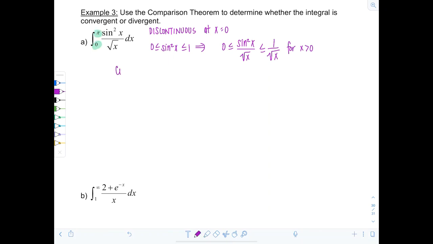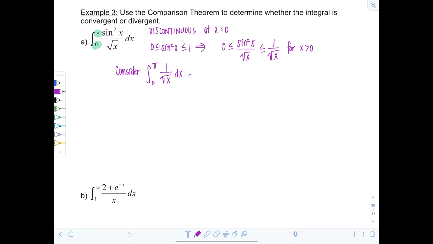Okay, great. So now we're going to consider the integral from 0 to pi of 1 over rad x dx. What am I hoping? I just showed that the function sine squared x over rad x is smaller than 1 over rad x. So if I'm going to try to use the comparison theorem, I'm hoping this converges already. If it doesn't converge, I'm out of luck. I can't use the comparison theorem.